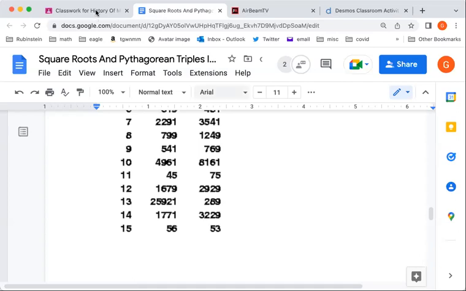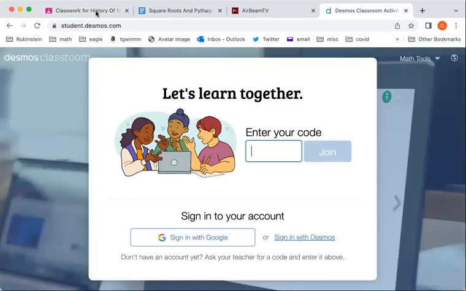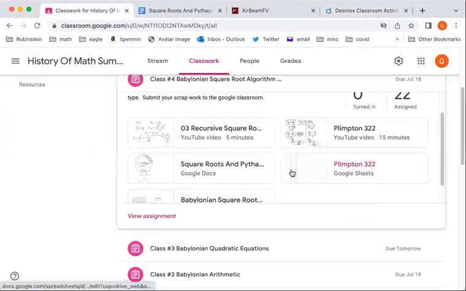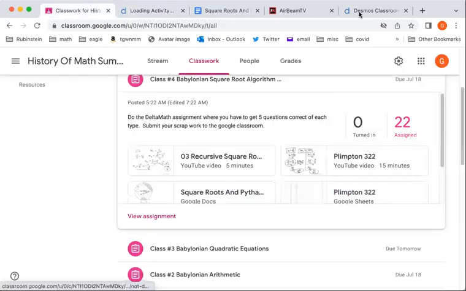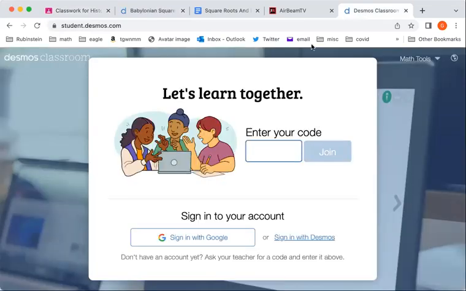Now I have here the Desmos activity, and I'll tell you what the code is. There's actually a link to it over here. Babylonian square root. But the code is, where is it? Let me dig up the code. Hold on a second. If you click on the link, it's just going to bring you there, but I have a code I want to tell you.